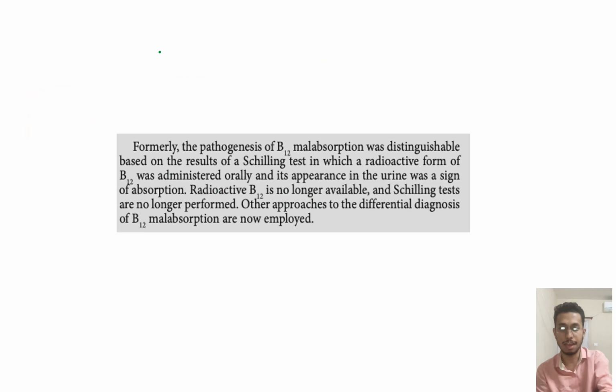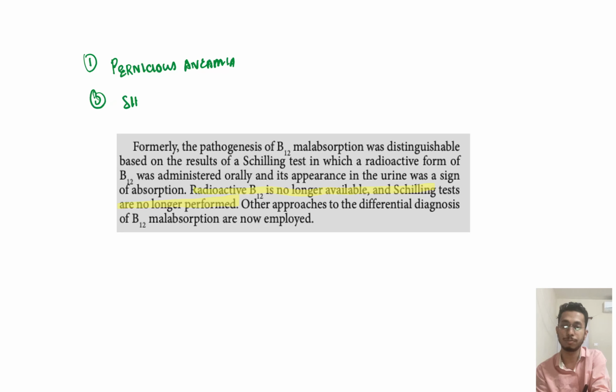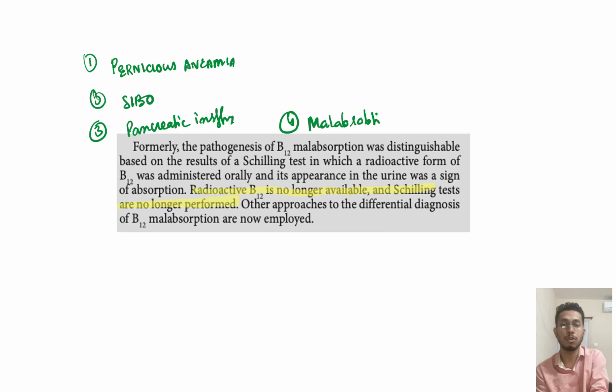Even if you look at Harrison, it clearly mentions that radioactive B12 is no longer available and Schilling tests are no longer performed in routine practice. So, what are the other methods applied? Now, if we could do the Schilling test, what is it basically helping us with? It helps us identify whether the etiology is pernicious anemia, or whether the etiology is small intestinal bacterial overgrowth, pancreatic insufficiency or malabsorption. These are the etiologies which the Schilling test helps us differentiate in B12 deficiency.